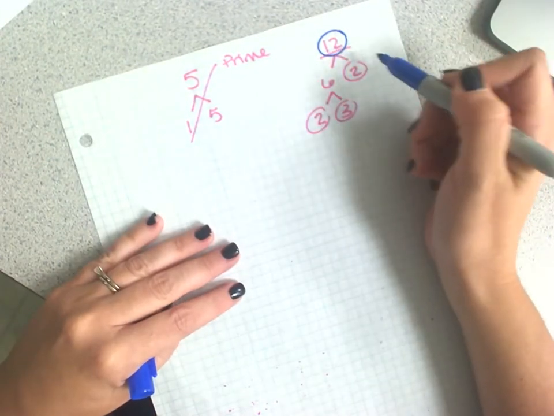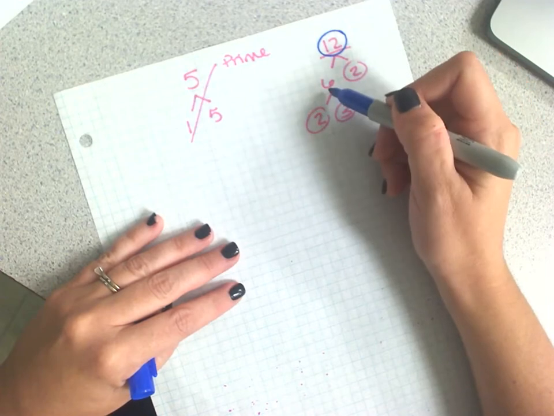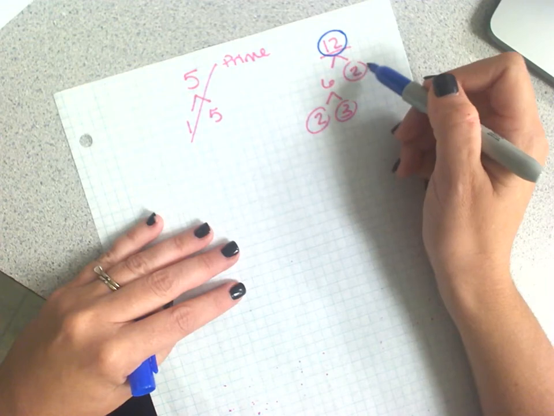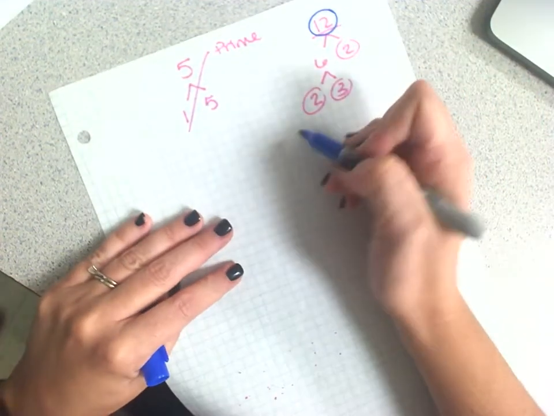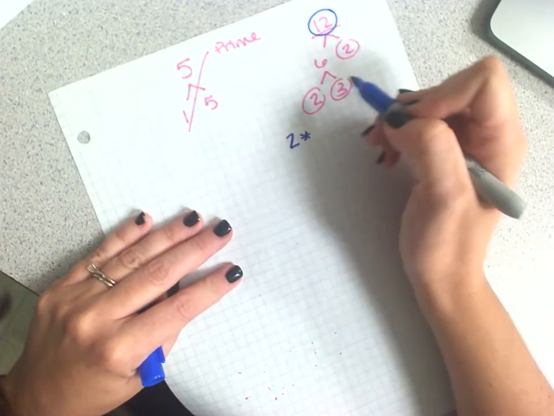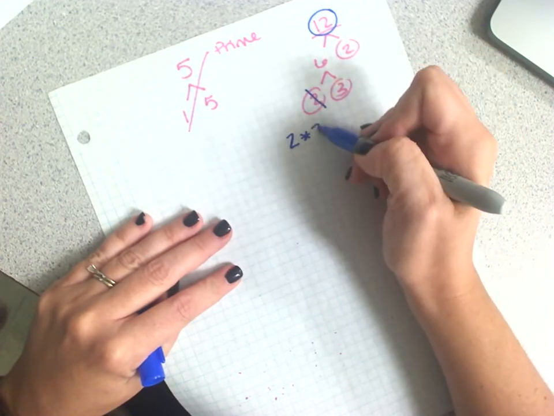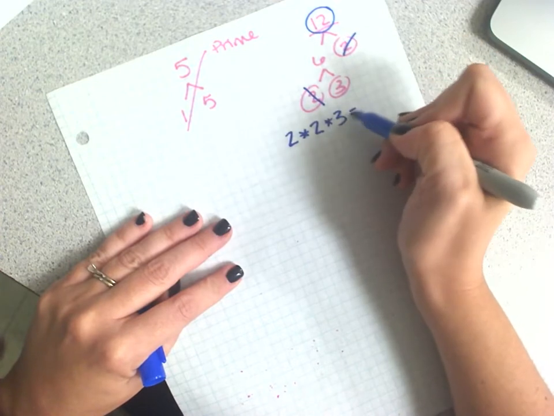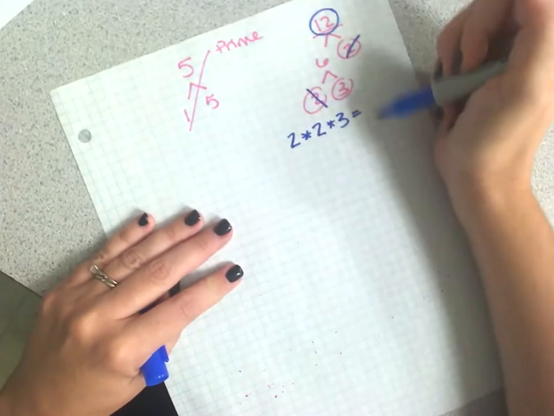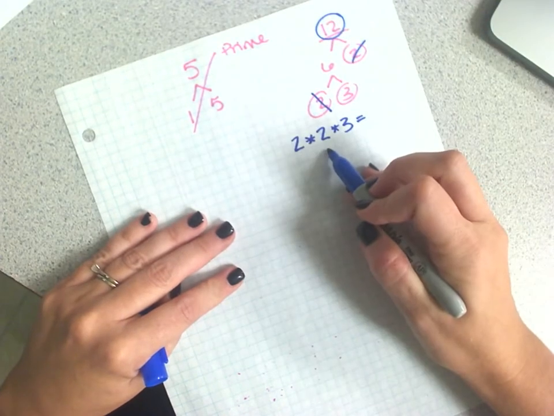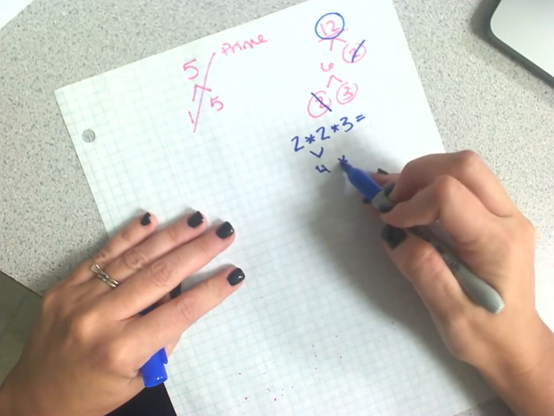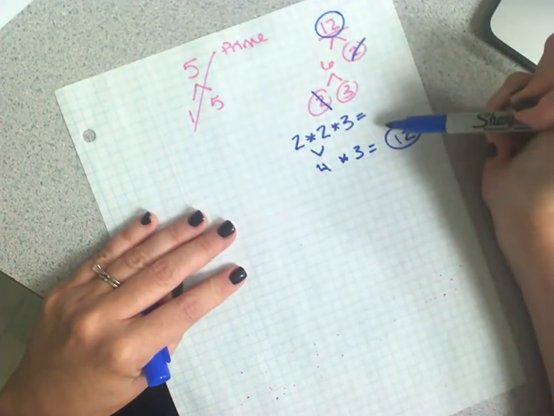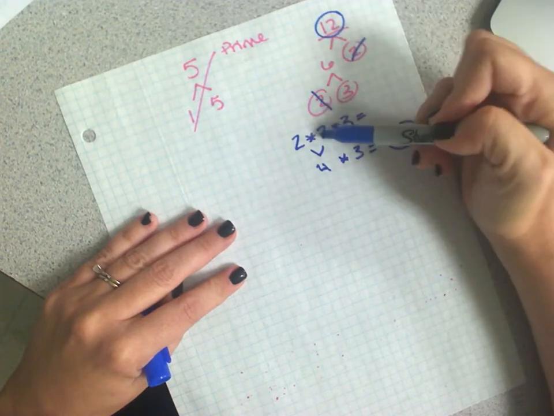So I said, what times what equals 12? 6 and 2. What times what equals 6? 2 and 3. And when I can't go anymore, when I have prime numbers, I circle them. And then what I do is I'm going to make those a number sentence. 2 times 2. I like to put the ones that are the same together. 2 times 2 times 3. And when I multiply those together, I'm going to get 12. So 2 times 2 is 4 times 3 equals 12. So this is how I get 12 when I multiply its prime numbers together.